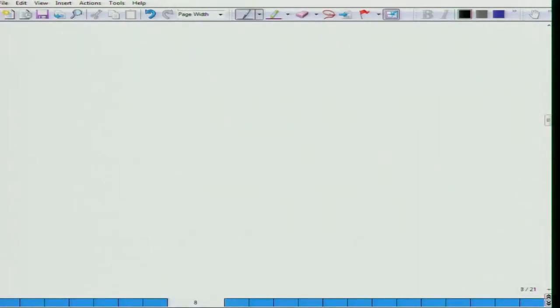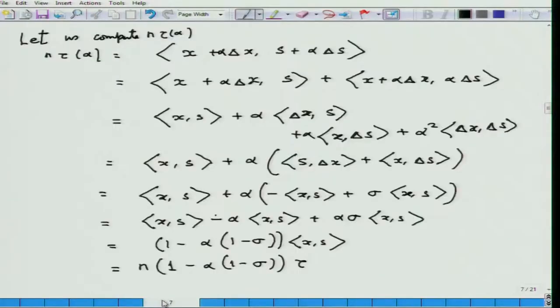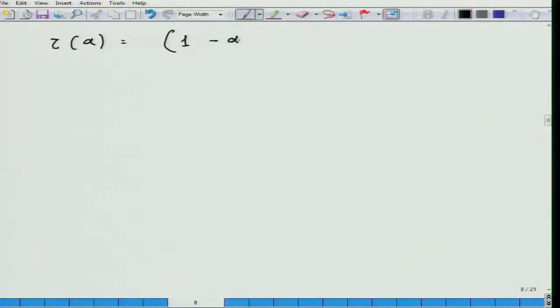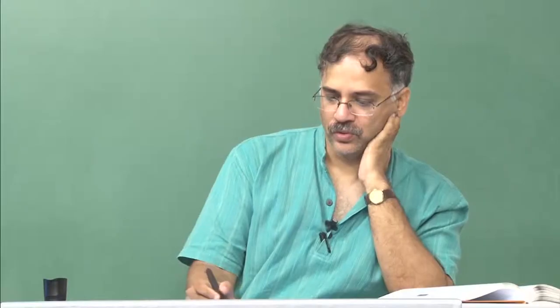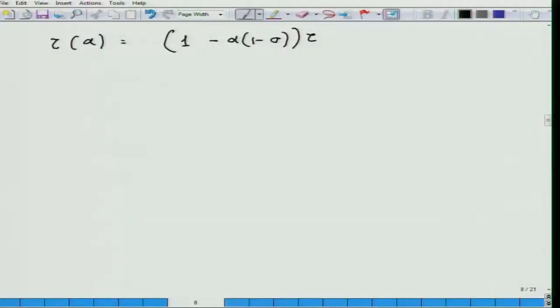So, what I would now have is tau_alpha is 1 minus alpha into 1 minus sigma times tau. Now, alpha is a quantity between 0 and 1, sigma is also a quantity between 0 and 1. So, this is less than 1, this is less than 1, this product is less than 1. So, 1 minus this is bigger than 0, into tau. So, tau_alpha is a fraction of tau. So, what we have concluded is that tau_alpha is a fraction of tau, and that is what we required, the value should come down.